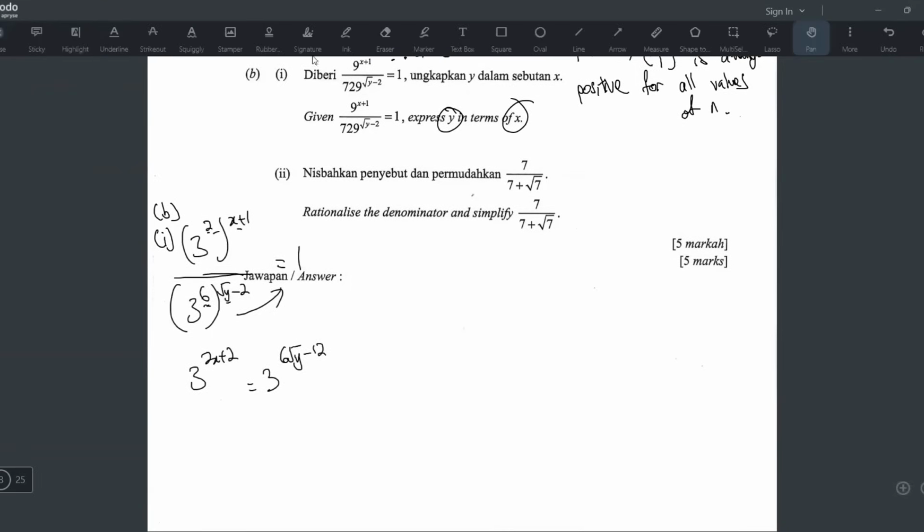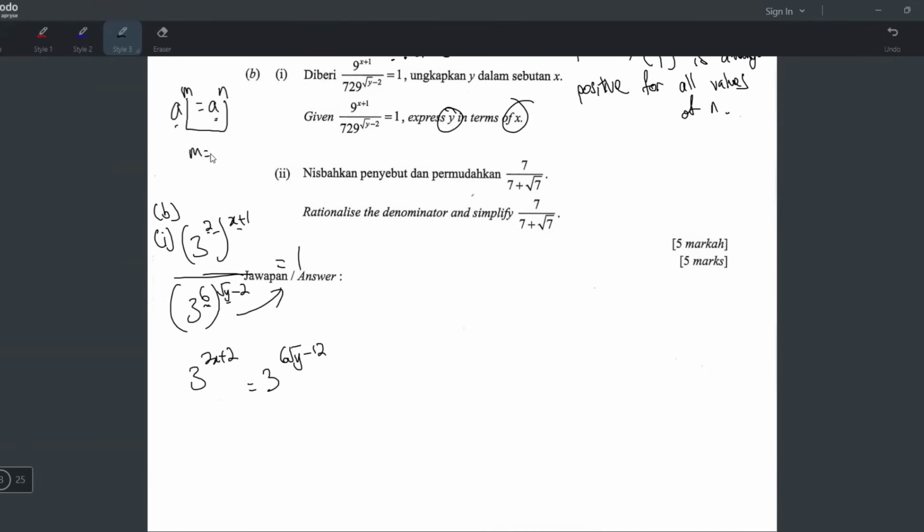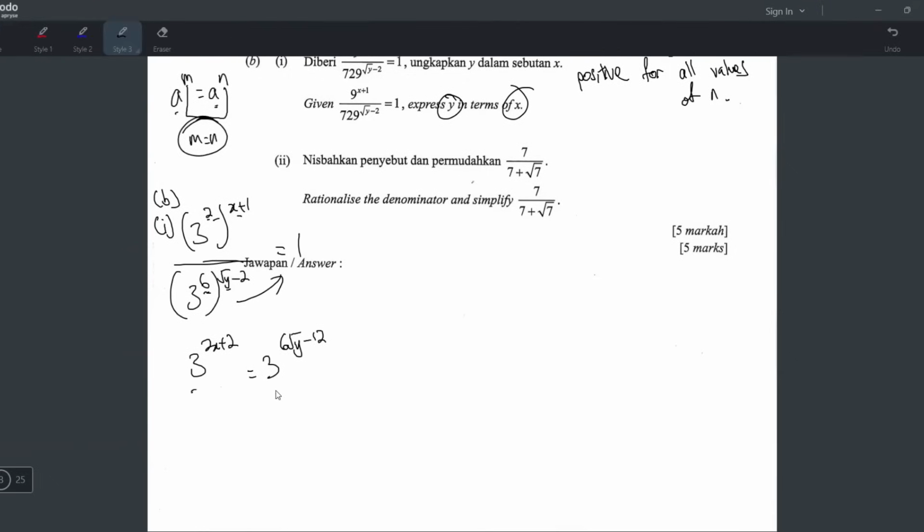All right, when you have the same base on both sides, a power m equals a power n. The base is already the same, a single base on both sides, you can take the power and then compare like that. So that means base 3 and base 3 are the same already, so the power will automatically be the same also. So since it's already the same base on both sides, then we don't have to look at the 3 anymore. Just take the power equals power. 6 square root y minus 12.